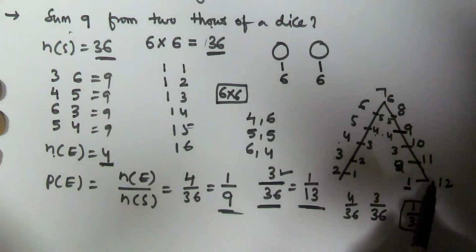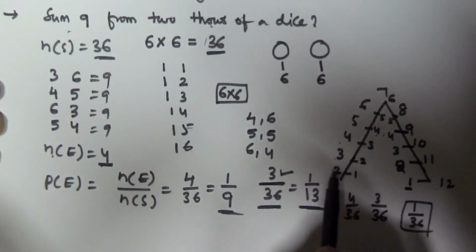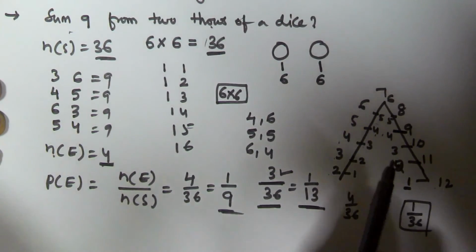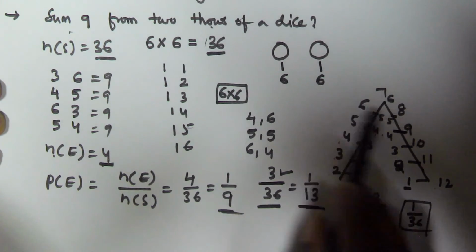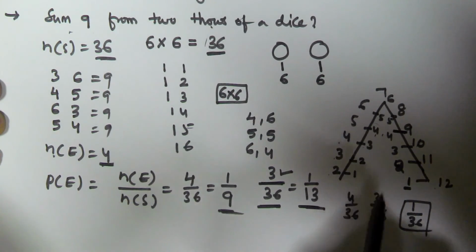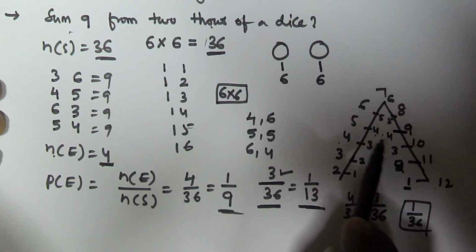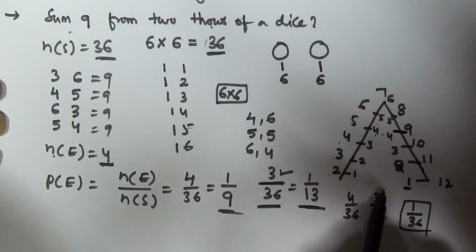So using this pyramid concept, you can remember the sum of the numbers on the two dice whenever we are throwing them. 2 will come 1 time, 3 will come 2 times, and 4 will come 3 times. So using this pyramid, you can easily calculate the sum of the numbers on the two dice. Okay, so I hope you got this one.